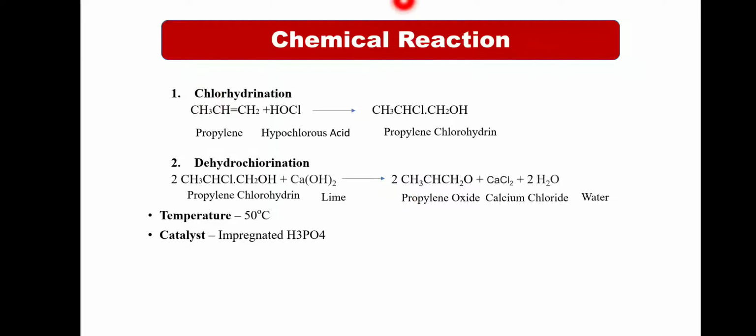Next one, chemical reaction. Let's see the first reaction, chlorohydrination. In this first reaction, propylene reacts with hypochlorous acid and then we get propylene chlorohydrin. Then this propylene chlorohydrin reacts with lime and we get propylene oxide, calcium chloride and water.